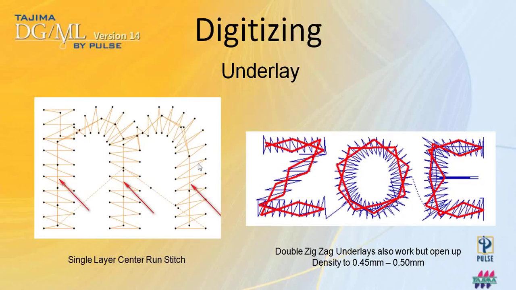If you're dealing with satin stitch widths of over 1.5 millimeters, then it's nice, and according to our experience, to use a double zigzag underlay, as seen here on the right image.